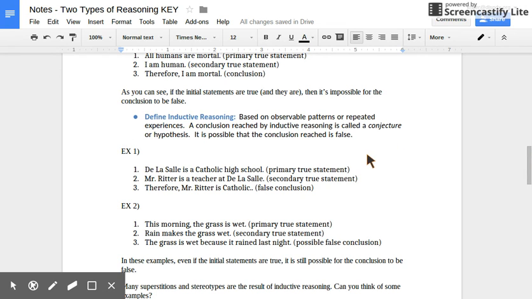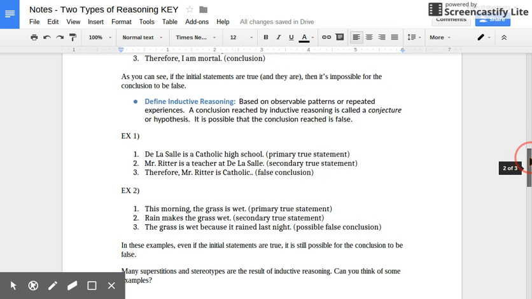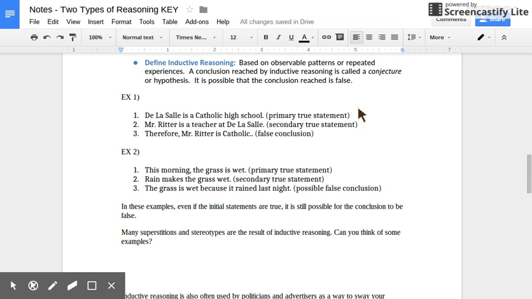Let's see how inductive reasoning is different. Inductive reasoning is where we kind of go backwards. We start with our observable patterns or repeated experiences in life to draw conclusions. And it is possible that that conclusion may end up being false. So the conclusions that we reach by inductive reasoning are sometimes called a conjecture, and a lot of times in science classes they'll be called a hypothesis. So we know that that may not be true. We are going to try and prove it, but again, it may be false.